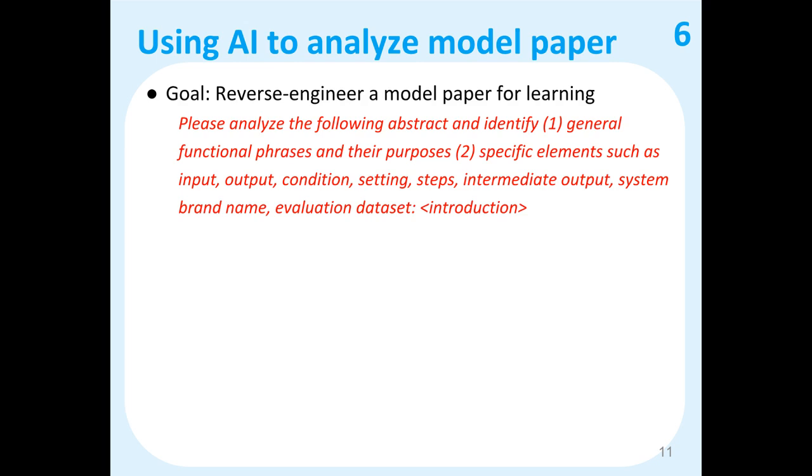This slide gives you a powerful 2-part prompt that you can use as a starting point. You would take the abstract of a paper you admire and ask the AI to do 2 things simultaneously. First, ask it to identify the general functional phrases and their purposes. This is what we just practiced. It's the process of extracting the reusable rhetorical skeleton from a text.